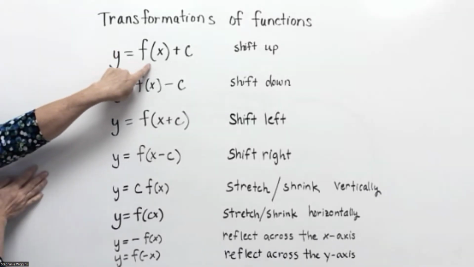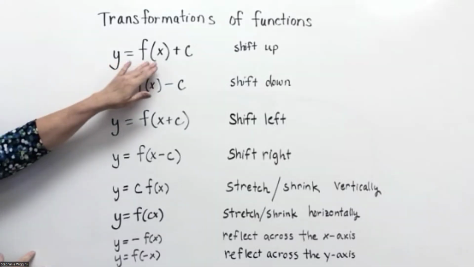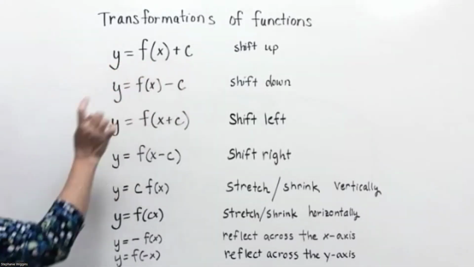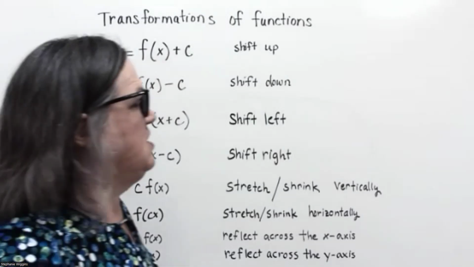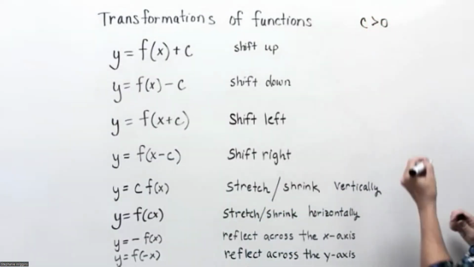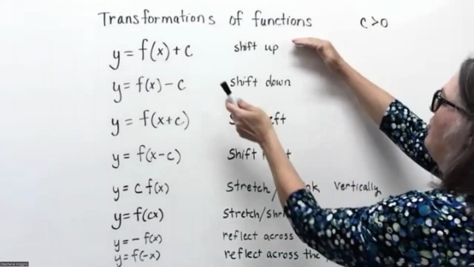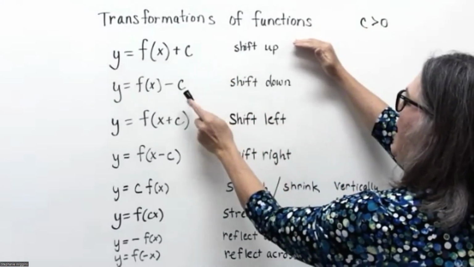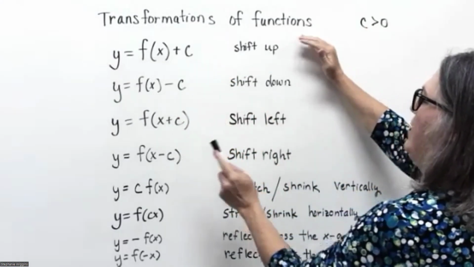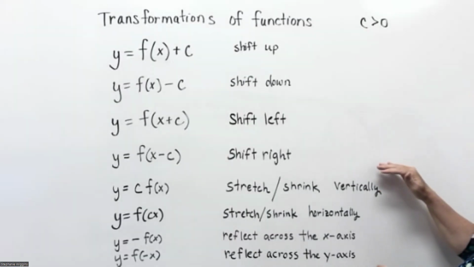So the original function f of x could be the square root of x, x squared, anything. You're just adding a constant. And by the way, for this chart, c is greater than 0. So we're assuming that c is positive, and you're just going to shift the graph up, down, left, or right by c units.